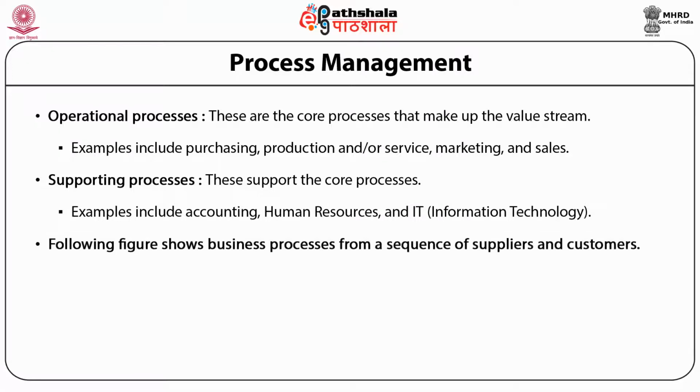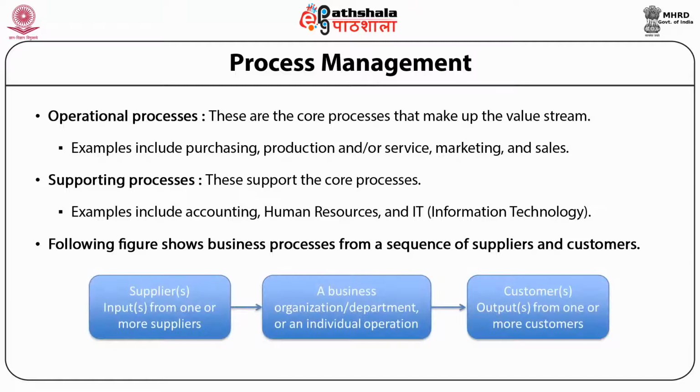The following figure shows business processes form a sequence of suppliers and customers. Suppliers act as an input from one or more suppliers. A business organization acts as an intermediary entity, in consultation with the departments or individual operations. They serve the final product to the customer. And the customer, being the third entity, enjoys the benefits of the services and the products that the organization has delivered to them.